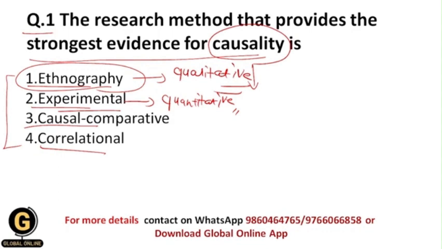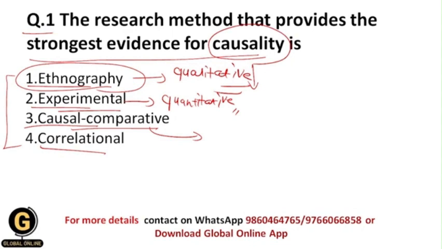That is, the cause and effect relationship between the variables. Okay, what is the causal comparative research method? This is the research method in which we also study the cause and effect relationship between the variables, but here we study the facts which have already happened in the past.